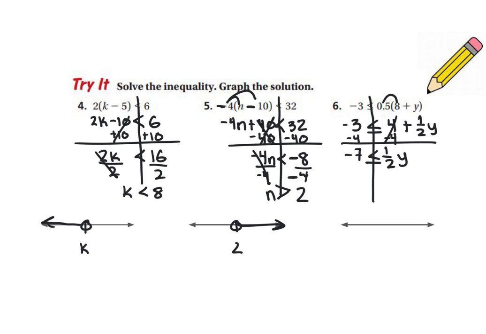Now here is where we are going to multiply by the reciprocal, 2 over 1. 2's cross cancel and 1's cross cancel, leaving us with y is greater than or equal to. And on the other side, we also multiply by 2 over 1. So we get -14 over 1, which is just -14. So -14 is less than or equal to y. Our circle is filled in with an arrow pointing to the left.